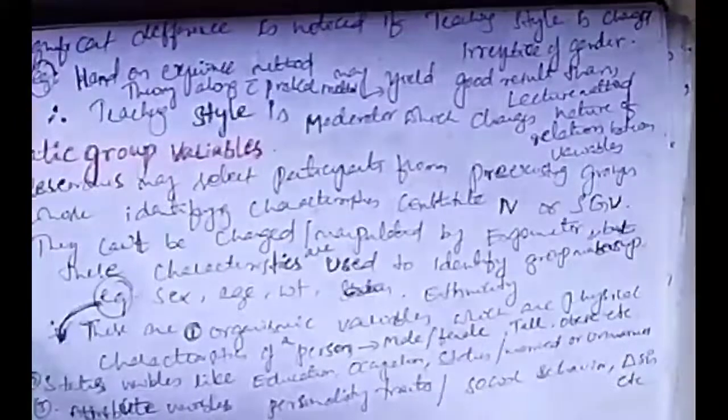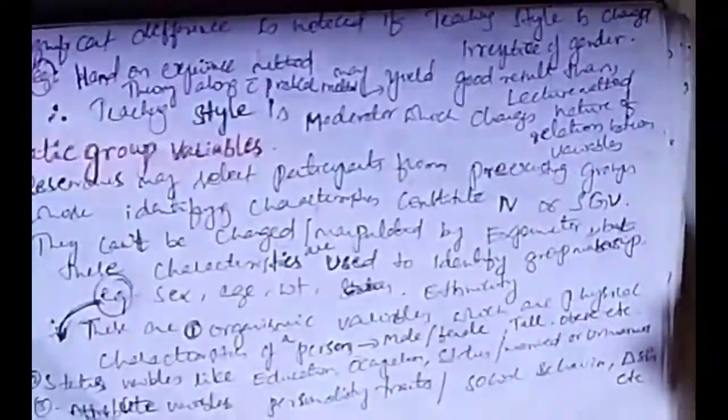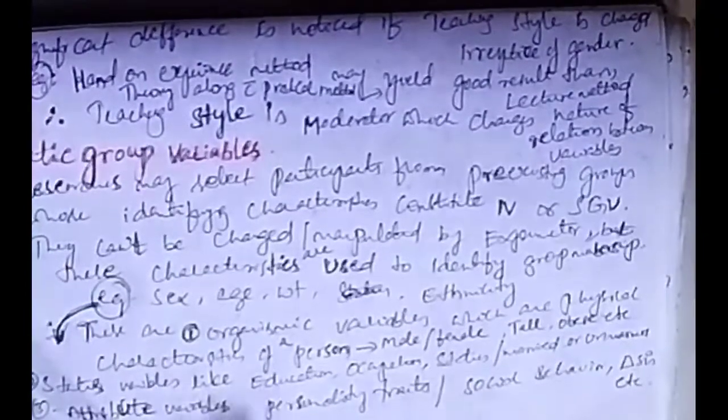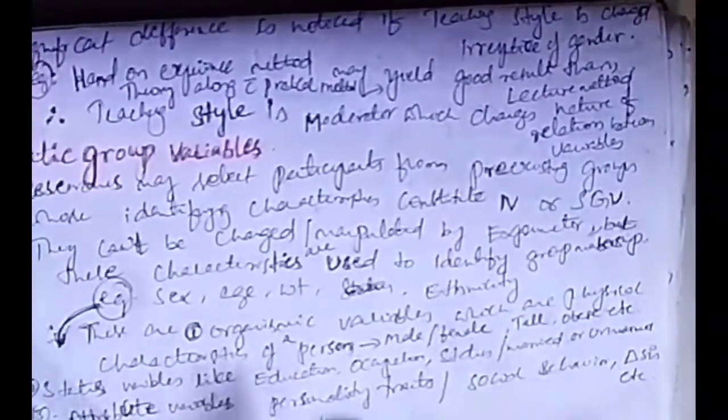So the static group variables are already pre-existing or fixed groups like an age group or married women the researcher can take, or well-educated graduates he can select as a group. So these are called static group variables, which is a type of independent variable.